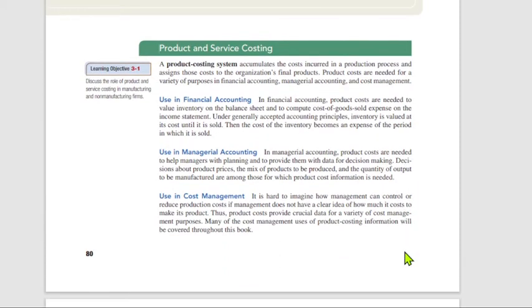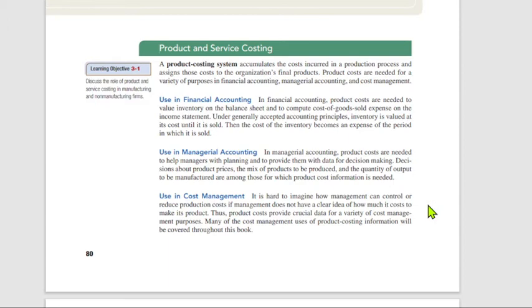So a product costing system is a system that accumulates costs incurred in a production process and assigns these costs to the organization's final products. The costs are needed for a variety of purposes, either in financial, managerial, and cost management purposes. So in financial accounting, we look at product costs needed so that we will be able to value inventory at its most reliable measure. While in its use in managerial accounting, it will aid managers in planning and providing data for decision making.